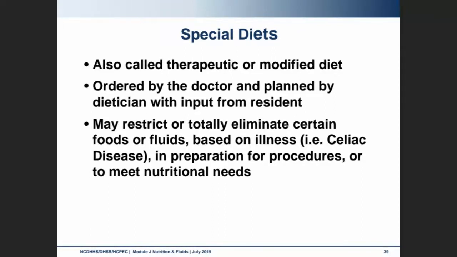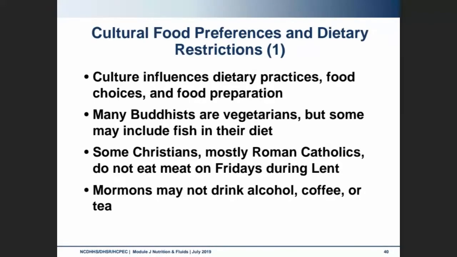Something that we want to mention real quick before we talk a little bit more about diets is that cultural preferences can affect our diet or restrictions or what we consume, right? We have several examples here. Many Buddhists, for example, are vegetarians, but some may include fish in their diet. Some Christians, mostly Roman Catholics, do not eat meat on Fridays during Lent. Mormons may not drink alcohol, coffee, or tea, or anything with caffeine in it.